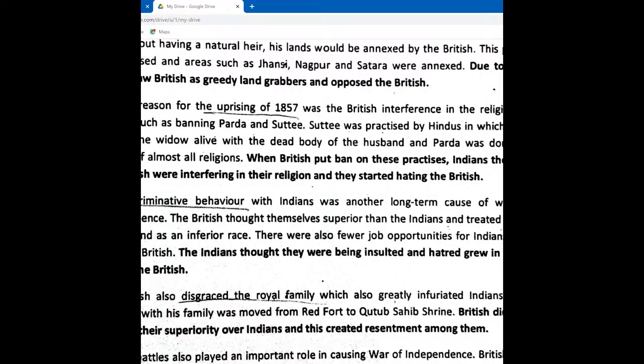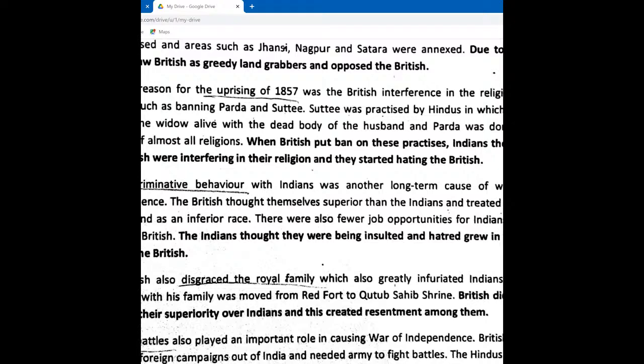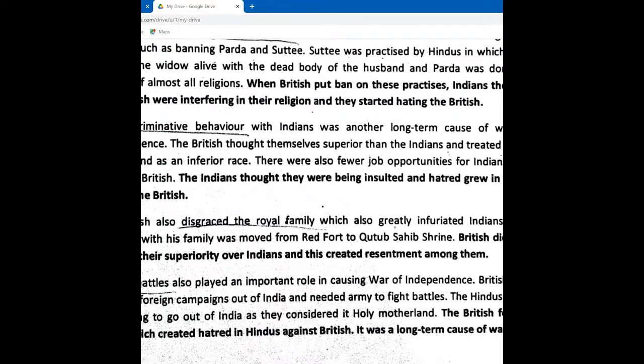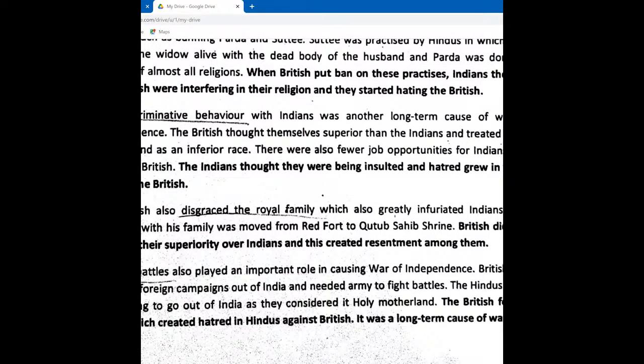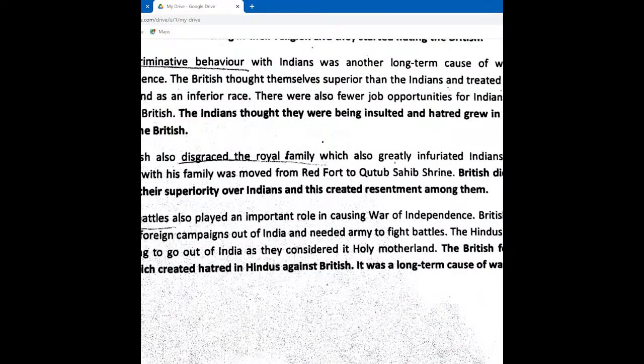The discriminative behavior with Indians was another long-term cause of the War of Independence. The British thought themselves superior to the Indians and treated them harshly as an inferior race. There were also fewer job opportunities for Indians and more for the British. The Indians thought they were being insulted. Hatred grew in them against the British. Okay, and this was another reason.